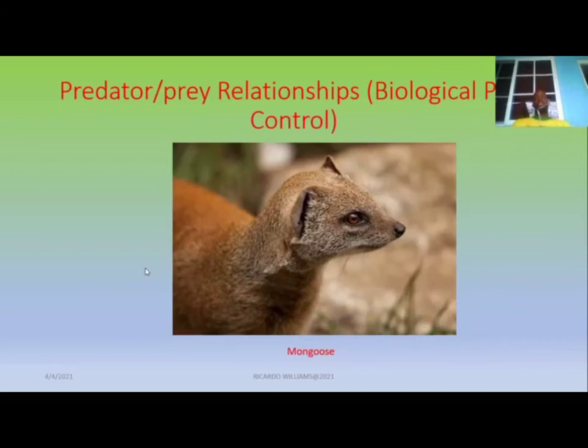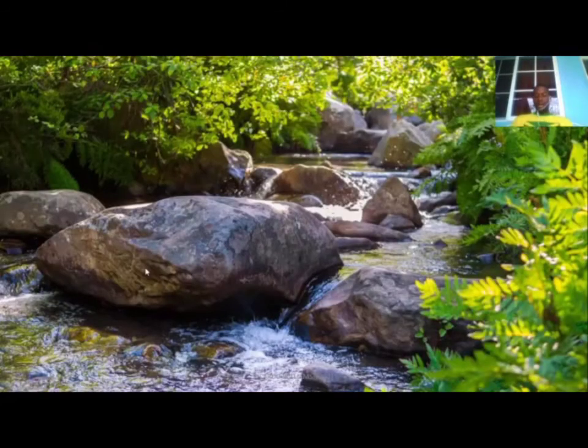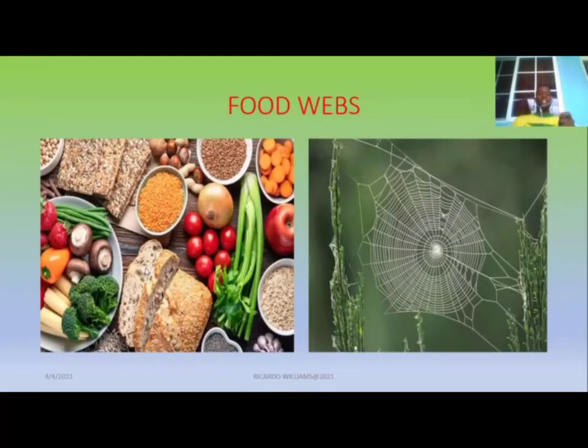Even though in the long run this mongoose actually started to become a predator for other things that the plantation owners did not want. Right? So for example, the little chickens that they used to rear, snakes and so forth, this mongoose started to feed on them as well. Alright guys, so I'm just going to move on now to the final stage where we're looking at food webs.